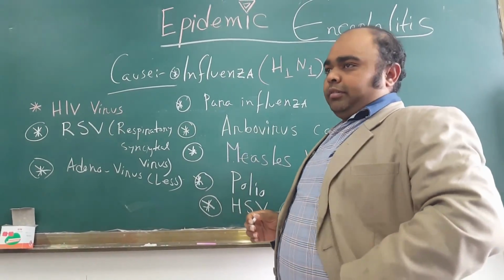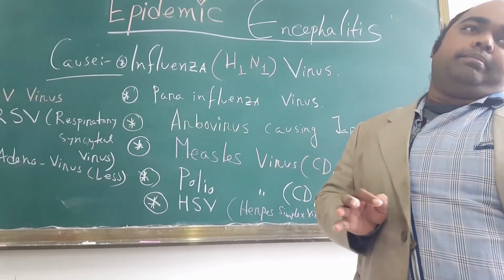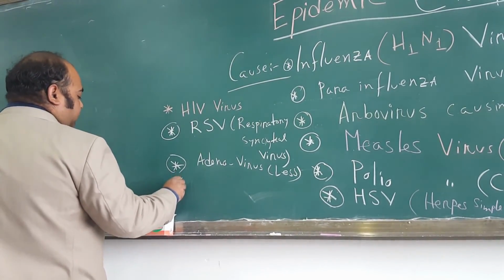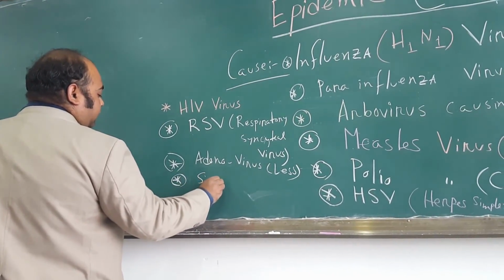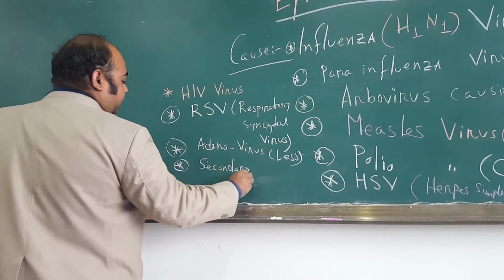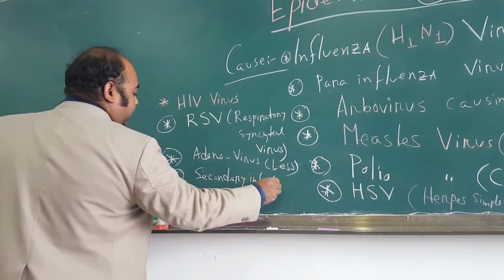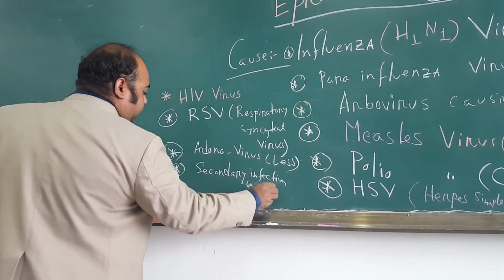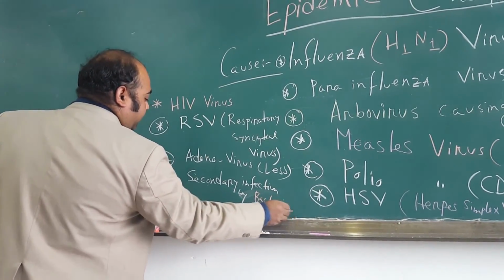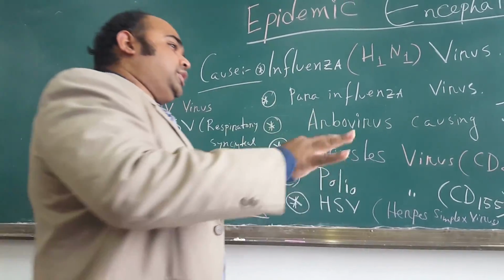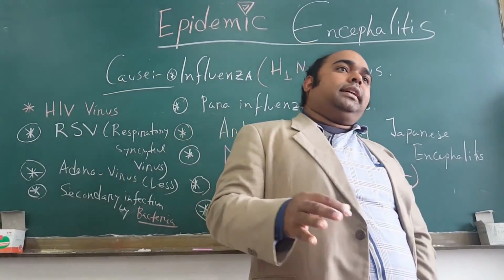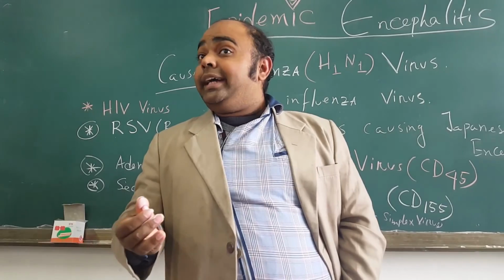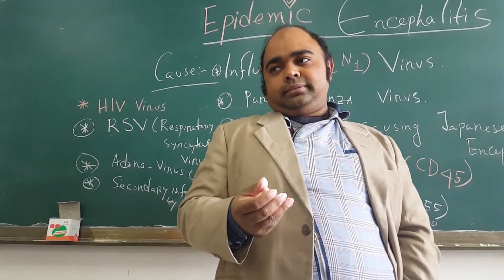Now you can say, sir, there is no bacterial cause. Few bacterial causes exist. Bacteria cannot directly cause the disease, but bacteria can cause secondary infection. Directly bacteria cannot cause epidemic encephalitis, but bacteria can suppress the immunity. If immunity is suppressed, then your body, for example, I have TB, then I can have HIV. TB is what? Bacteria. Yes or no?